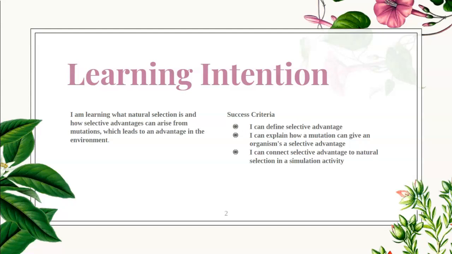Today, you are learning what natural selection is and how selective advantage can arise from mutations and how this advantage helps animals survive in an environment. So today, you need to be able to define the word selective advantage, explain how a mutation can give an organism a selective advantage, and then connect selective advantage to natural selection in a simulation activity.